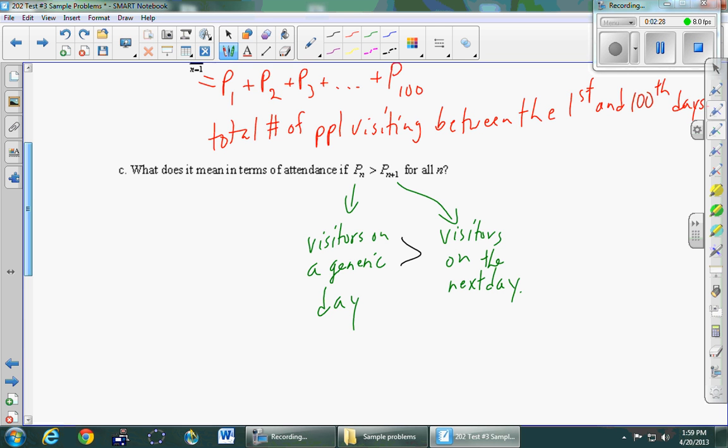So is that good news or bad news for the museum? This is bad news, as attendance is declining.